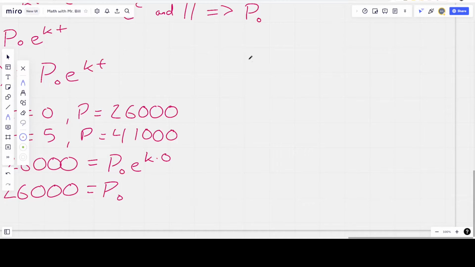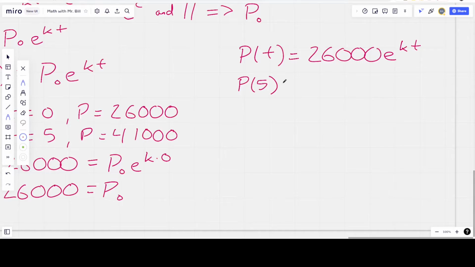I'll rewrite some of this up here. So now we've got P of t is equal to our new P naught, so we know what our initial condition is, times e to the kt. And then we need to figure out what k is. So we know that when t is equal to 5 years after the fact, this is equal to 41,000. And then that's equal to 26,000 e to the k times 5, because t is equal to 5.